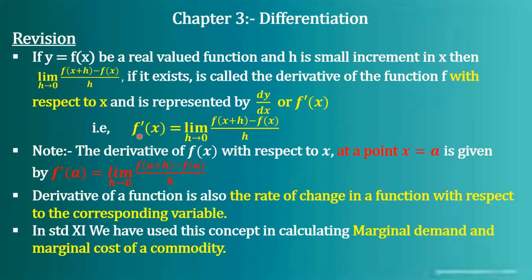So let us represent it this way. f dash x is equal to limit h tends to 0 of f of x plus h minus f of x upon h. Now the derivative of f of x with respect to x at a point x equal to a is given by f dash of a is equal to limit h tends to 0 of f of a plus h minus f of a upon h.